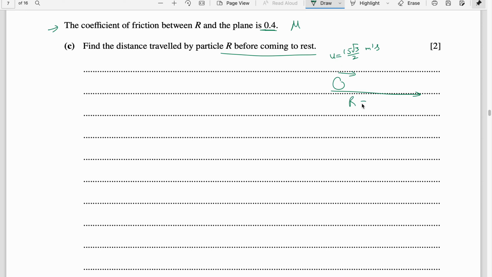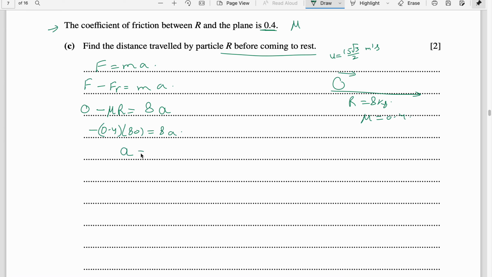And R has a mass of 8 kg. Coefficient of friction is 0.4, and when it comes to rest. So let us apply F equals ma, where F is forward force minus friction, mass into acceleration. Forward or driving force in this case is 0, resistance is mu R, mass is 8, acceleration a. So minus, and mu is 0.4, R is 8 into 10, that is 80, equals 8a.